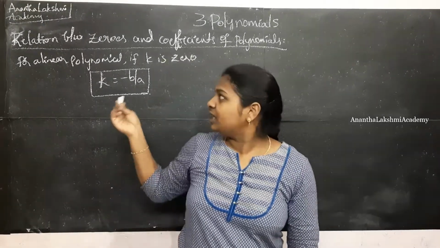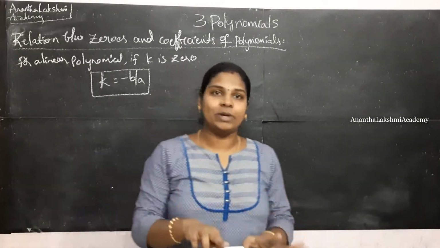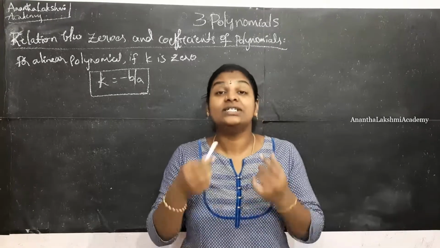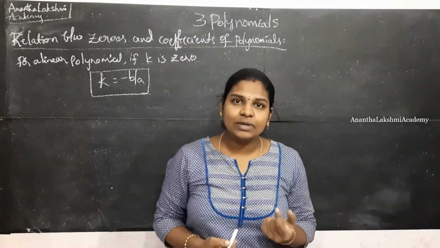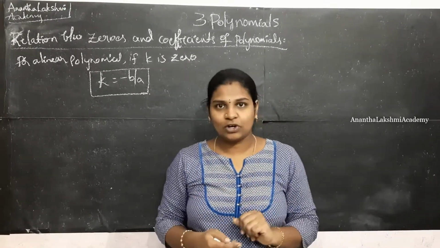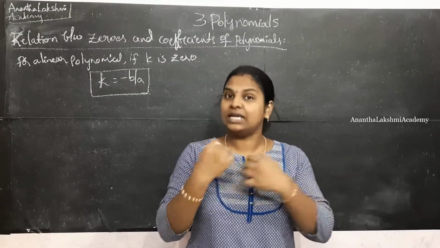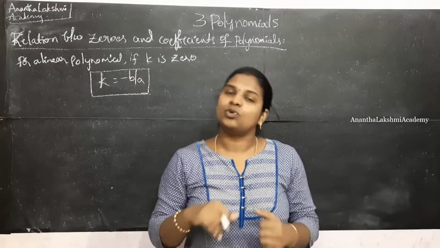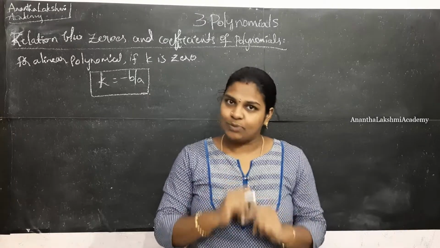Today we are going to find a relation for the quadratic and cubic polynomial. What is a quadratic polynomial? The polynomial whose degree is 2 is a quadratic polynomial. What is a cubic polynomial? The polynomial whose degree is 3 is known as a cubic polynomial. For those polynomials, we are going to find a relation like the sum of the zeros and the product of the zeros. So let's do it for the quadratic polynomial first.